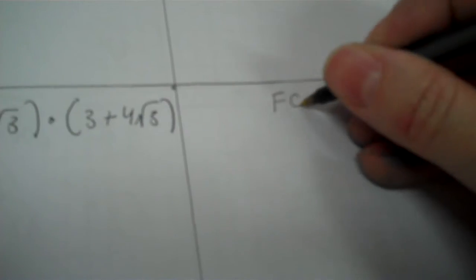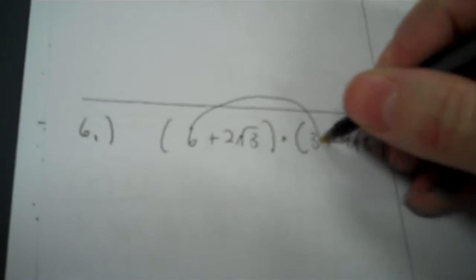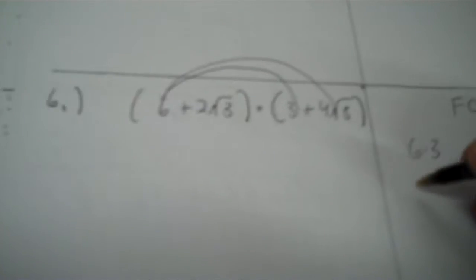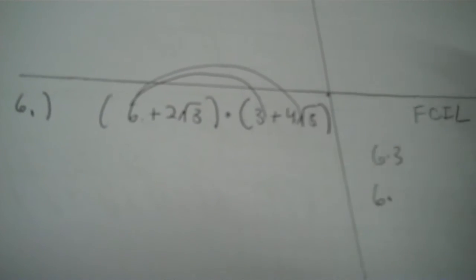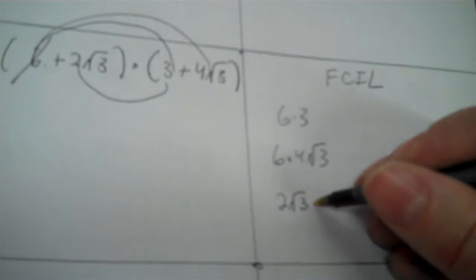Okay, this is the FOIL method here. Okay, so I go 6 to 3, neither one have a square root attached, so it's 6 times 3. 6 to 4, 6 doesn't have a square root attached, 4 does though. 4 has a square root of 3 attached. We're done with the 6. 2 to 3, 2 has a square root of 3 attached, but the 3 does not. 2 to 4, 2 has a square root of 3 attached, 4 right there.